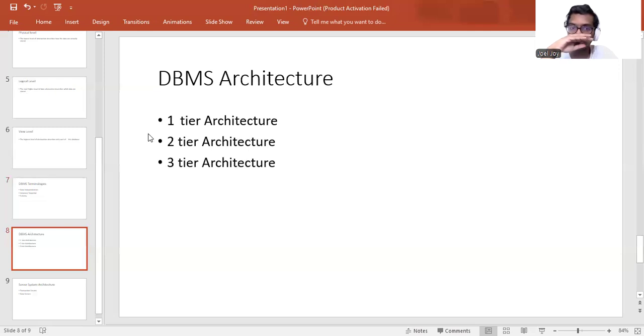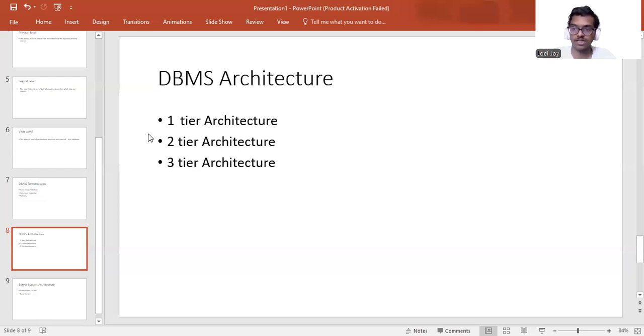In what ways is the database architecture arranged? It is in the form of a tier system: first tier architecture, second tier architecture, third tier architecture. The first tier architecture is an architecture in which the database is directly accessed by the user. There is no interface, no view for the user to access. He directly accesses the database, and it is directly available to the user. For example, the user can sit on the database management system and use it. The client, the server, and the database are all present on the same machine.